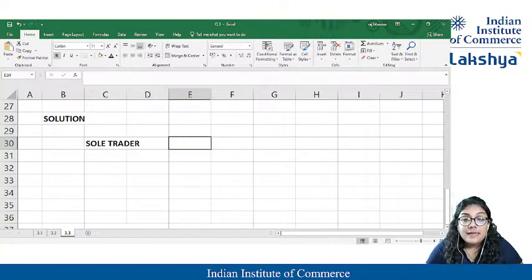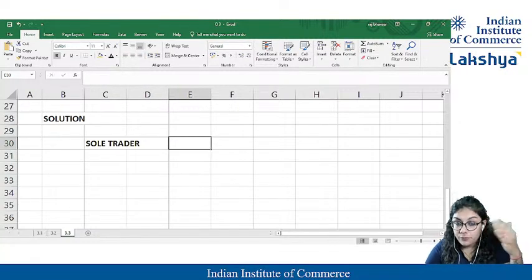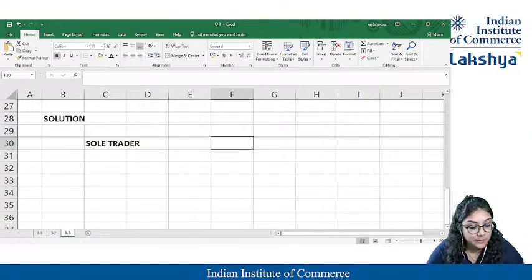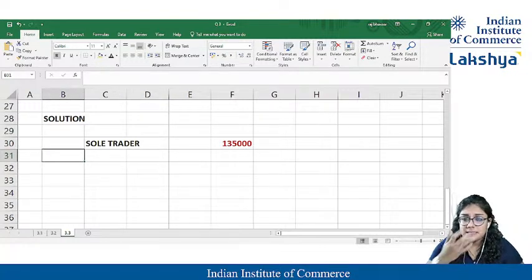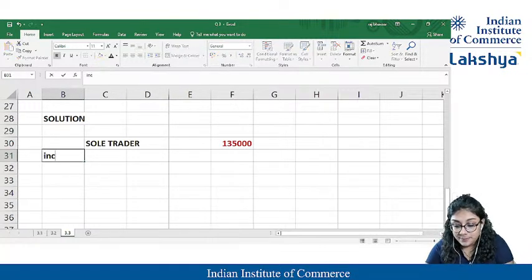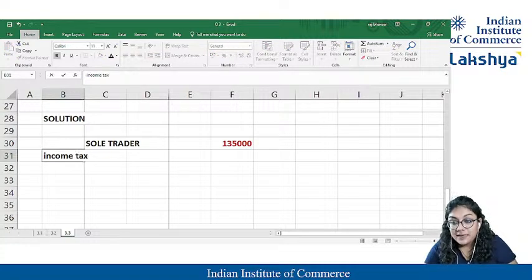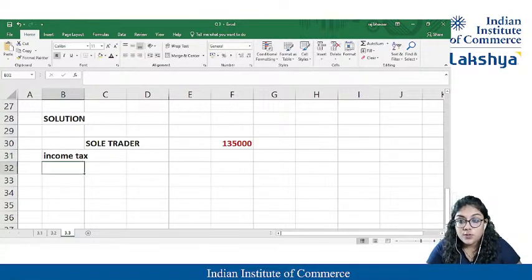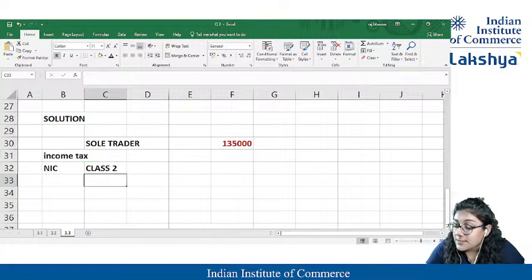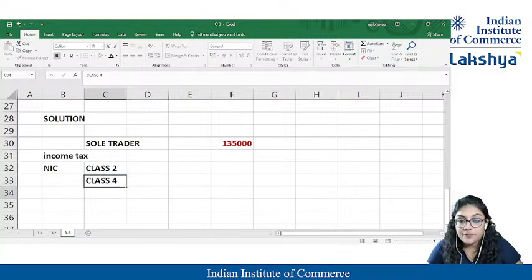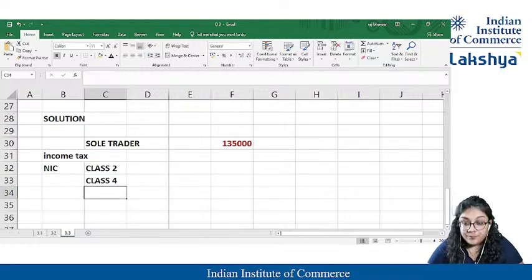If she is acting as a sole trader, now she is estimating that her future forecast will not be 1 lakh, it will be 135. So what are the things she is going to take? She'll have some expenses, like income taxes. Yes, income taxes she has to pay. We know if it is a sole trader, she also has to pay some NICs. So what is the NIC? She has to pay class 2, which is fixed, and class 4, which is also fixed.